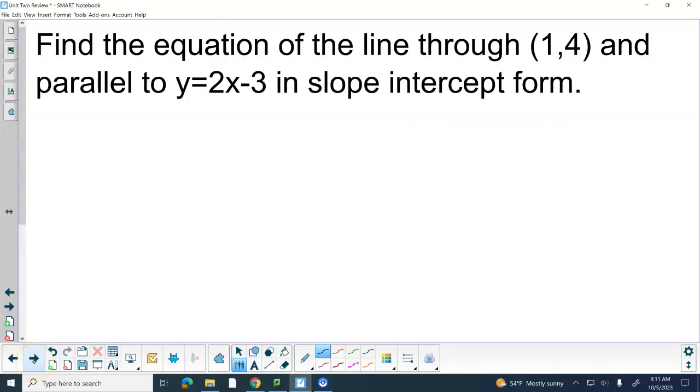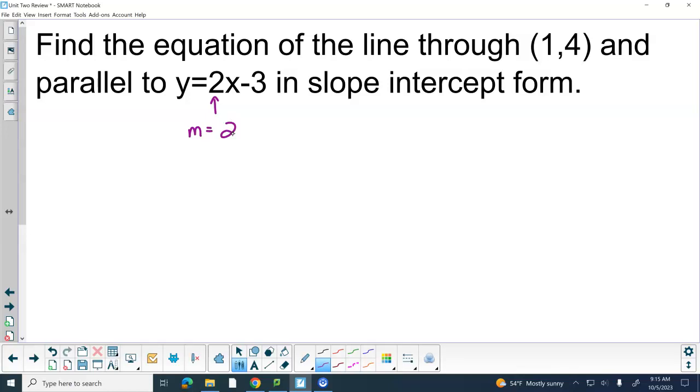Next one. Find the equation of the line through the point (1, 4) and parallel to y equals 2x minus 3 in slope-intercept form. Cool. First thing I need to do is identify the slope of my current line that's given to me. That slope is 2. I want to be parallel, so the slope that I'm going to use is the same, because parallel lines have the same slope.